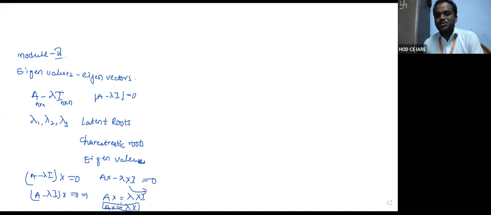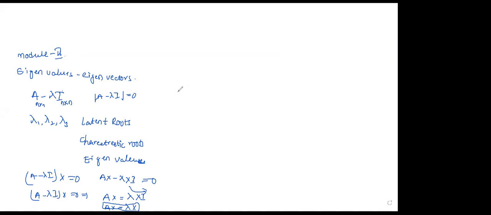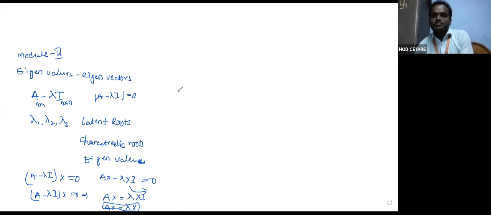Sometimes it is written this way, so don't confuse. The corresponding eigenvectors are the column matrix x, the unknown values. You can find the values with the help of eigenvalues, and then decide whether the vectors are linearly independent or dependent. We can write different cases.